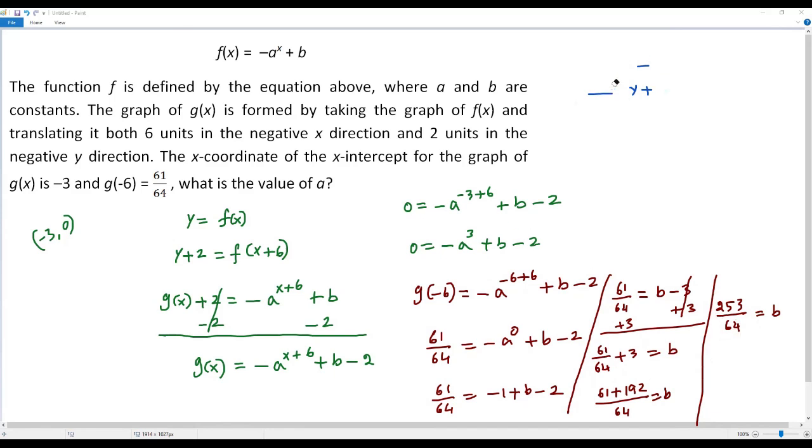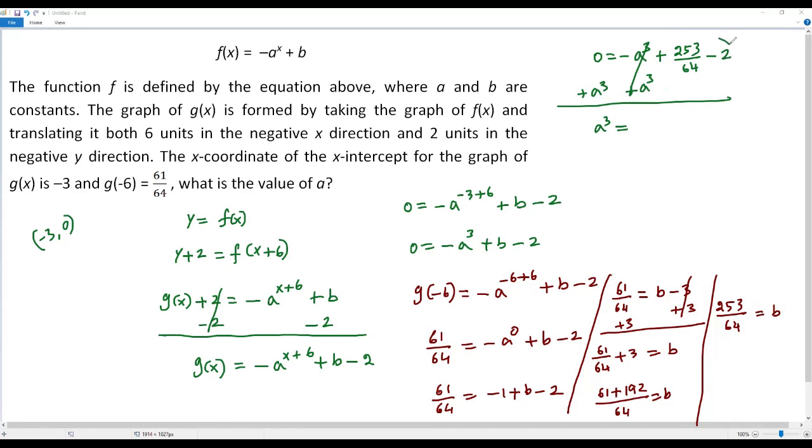Okay, now what we can do is plug in this value of b, 253 over 64, in this equation and solve for a. Okay, now let me do it. That is 0 equals negative a cube plus, and for this b we can plug in this value, 253 over 64, minus 2. Now let me add a cube to both sides of the equation. When I do so, this negative a cube plus a cube will cancel out. On the left side, when I combine 0 and positive a cube, I am getting a cube.